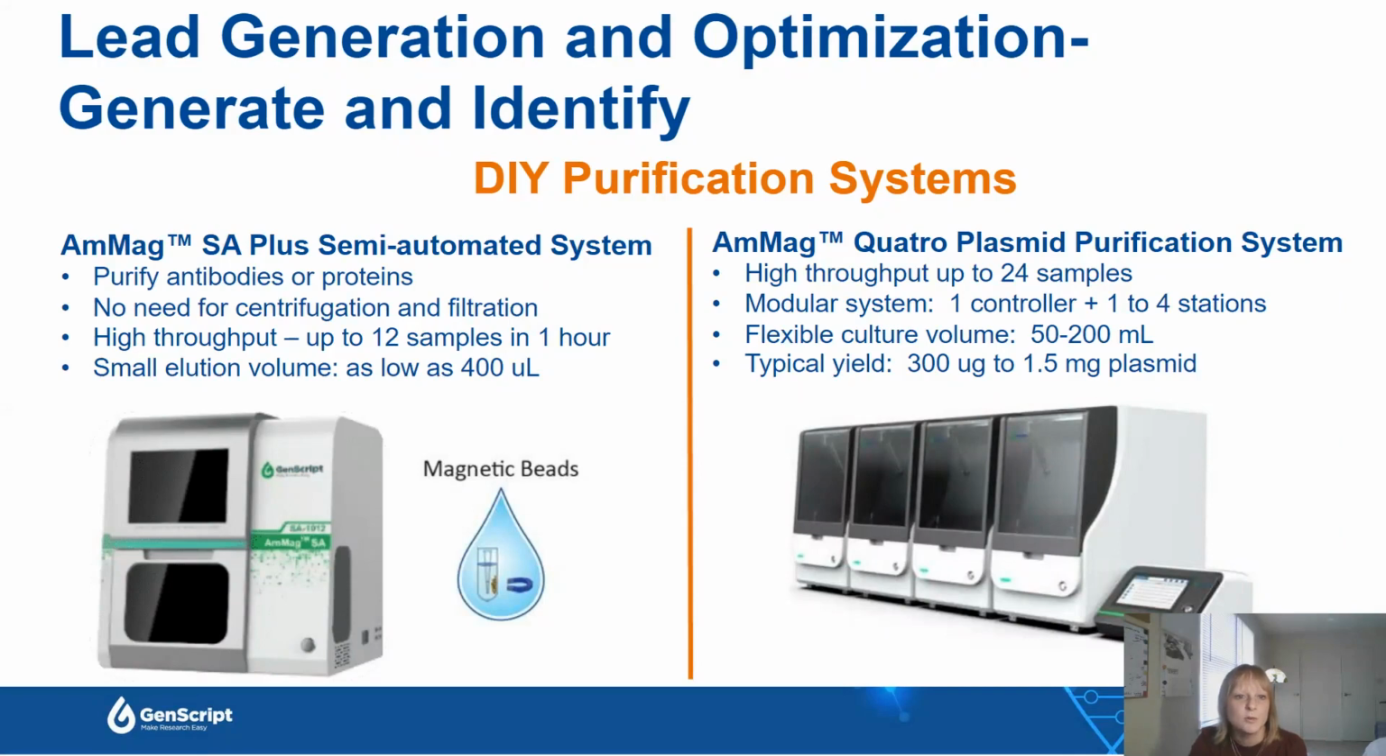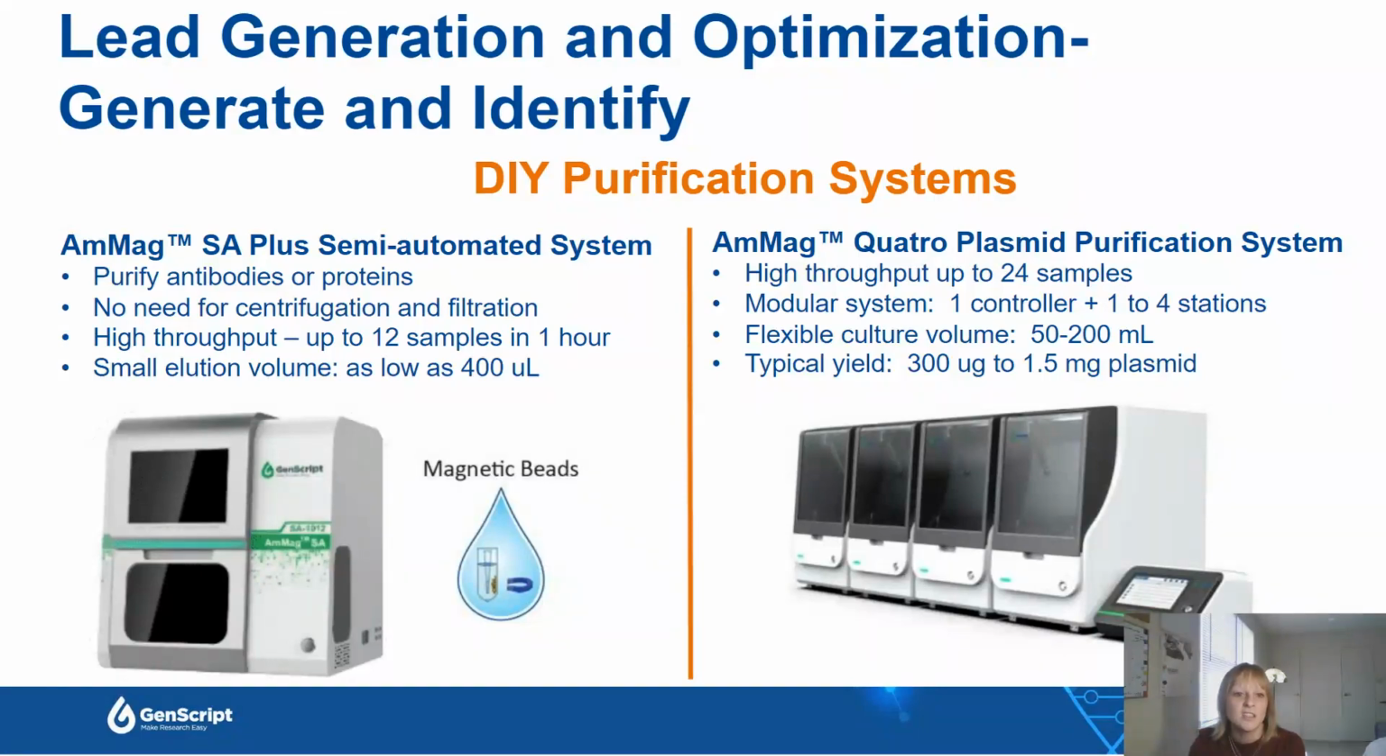For our customers who have completed development to this point and want to continue to do so on their own, we do offer do-it-yourself options for purification systems that will allow you to automate these processes. Our AMAG assay provides high-throughput antibody or protein purification using the magnetic bead technology. It can purify up to 12 samples, and purification is complete in 1 hour.